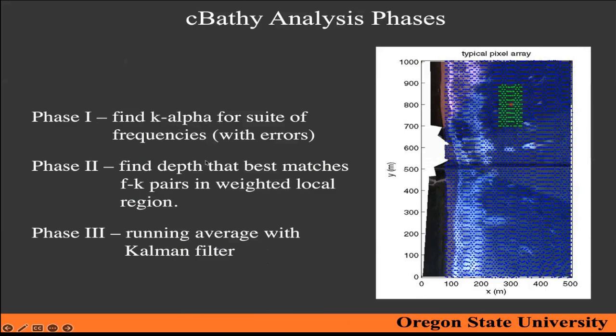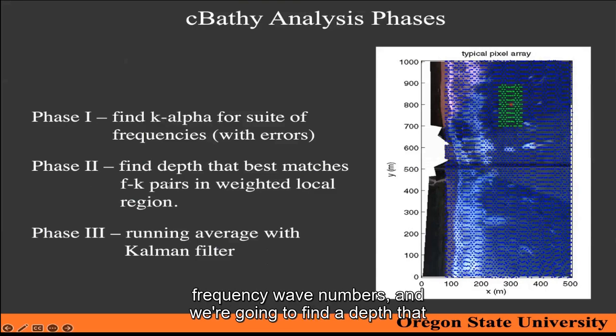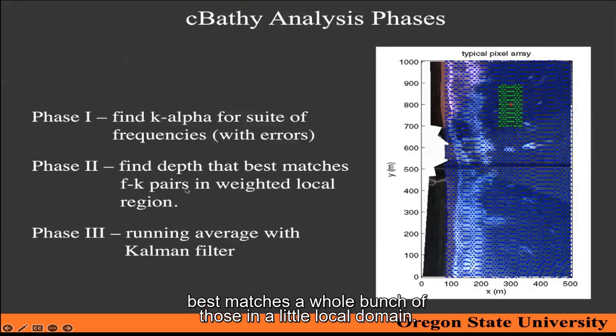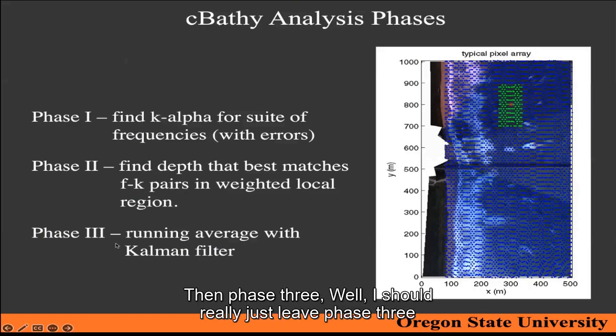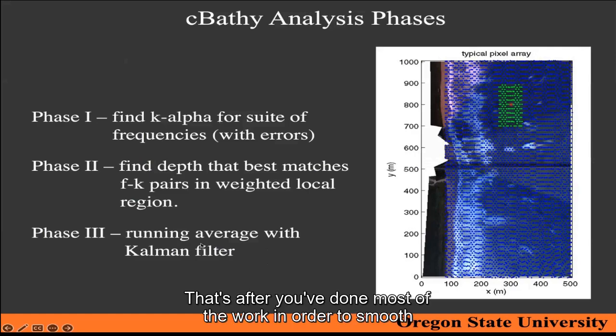Then in phase 2 of cBathy, we're going to take a bunch of frequency wave numbers, and we're going to find a depth that best matches a whole bunch of those in a little local domain. Then phase 3, well, I should really just leave phase 3 till later. That's after you've done most of the work, in order to smooth noisy results.